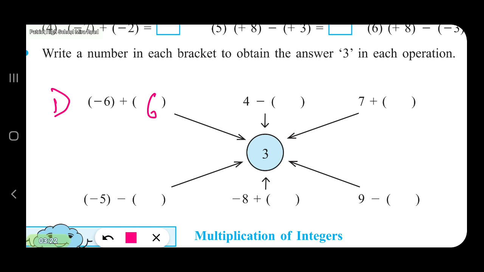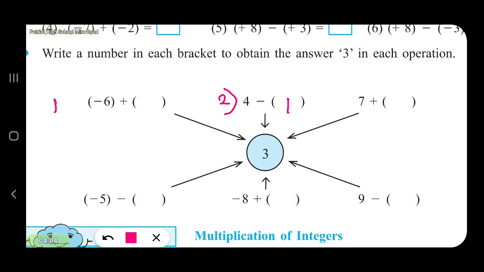So let us add 3 to this. So what will it be? It will be 9. So minus 6 plus 9 will give you 3 as the answer. So inside the bracket we are going to put plus 9. Just 9 also means plus 9. Then the second example, this is the second example. It is 4 and there has to be some number so that you get 3. So 4 minus 1 will give you plus 3, because 4 is positive. So 4 minus 1 is 3.